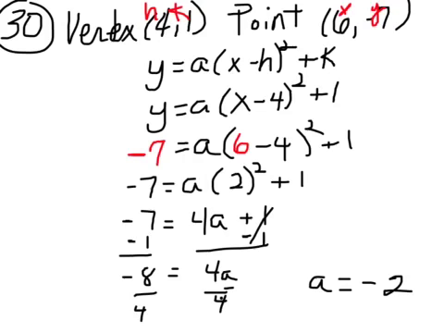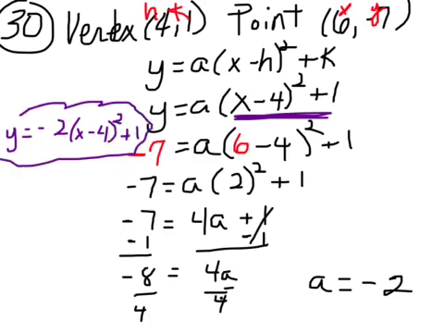Okay, so now we can write the equation. I'll write it over here to the side in different colors so we can see it. Y equals negative 2, and when we plugged the vertex in, we had most of it. X minus 4 squared plus 1, and there's our answer right there.